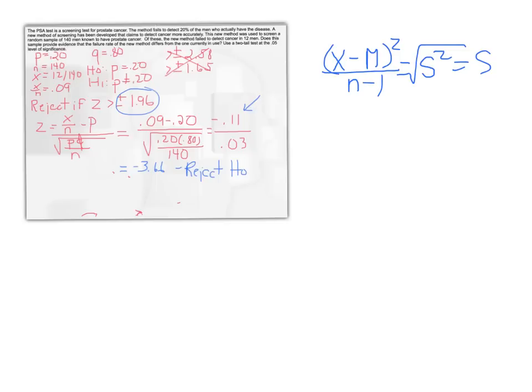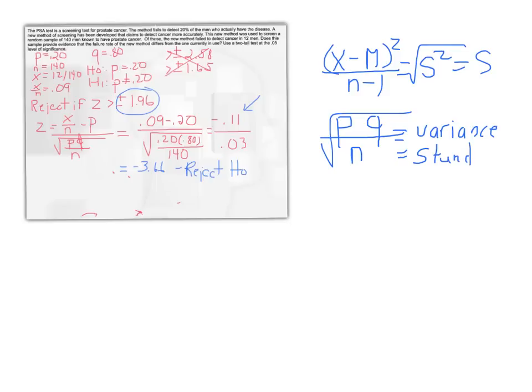When you're dealing with proportions from a sample, you take the proportion of people in one classification times the proportion of people in the other classification, or its complement, and you divide by the number of people in the sample. That is the variance. That would be the variance of a proportion, and if you take the square root of that, you get the standard error of a proportion.